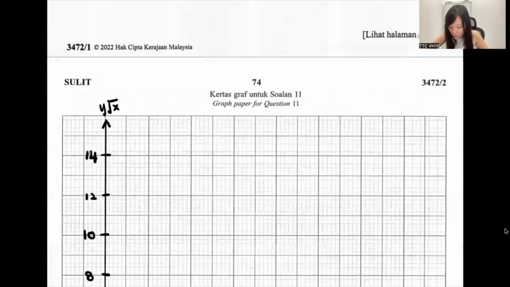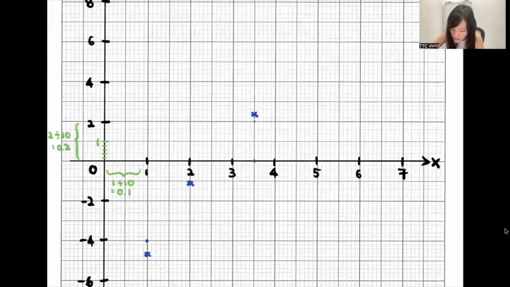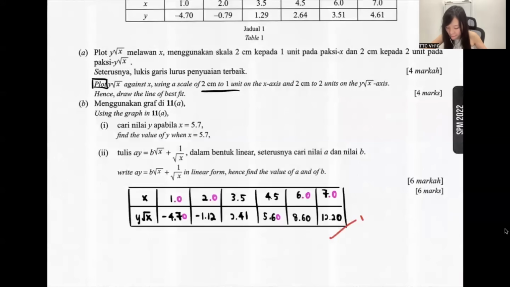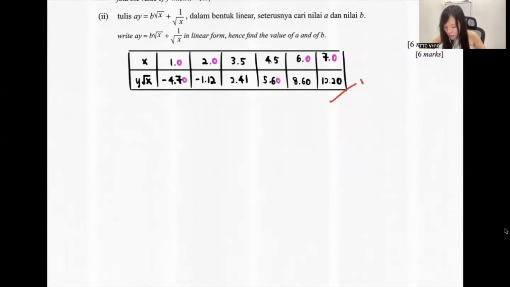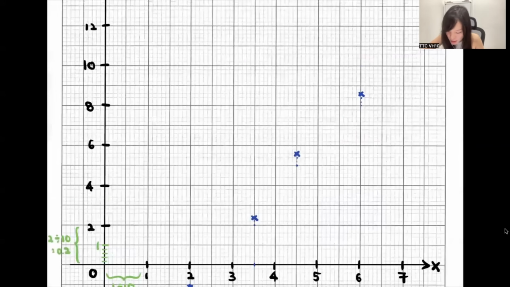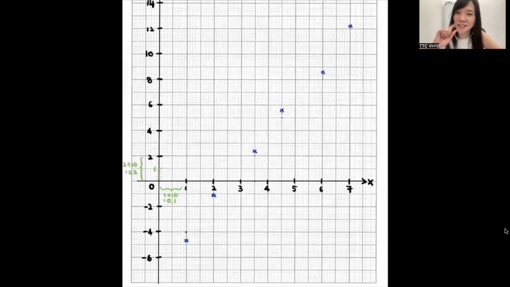Still got what? 4.5, 5.6. 4.5 is here. 5 is here. 5.2, 5.4, 5.6. 5.6, isn't it here? Can all guys? Next one, still got what? 6, 8.6. 6 is here. 8 is here. 8, 8.2, 8.4, 8.6. Isn't it? 8.6 is here. Draw the cross nicely, okay? And the last one, 7, 12.2. 7 is here, 12 is here, 12.2 is here. Can all guys? I look at this, I already know it won't touch every single point.